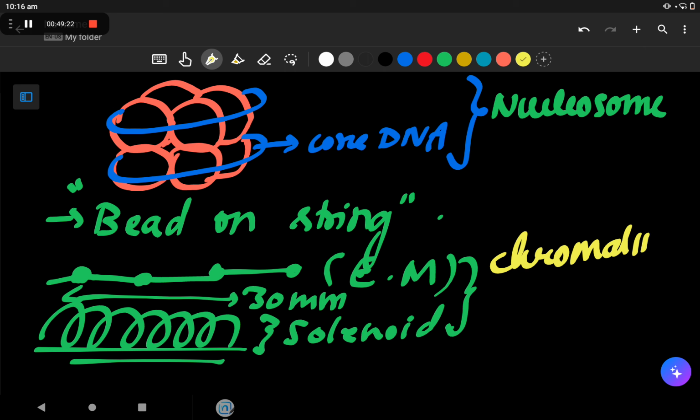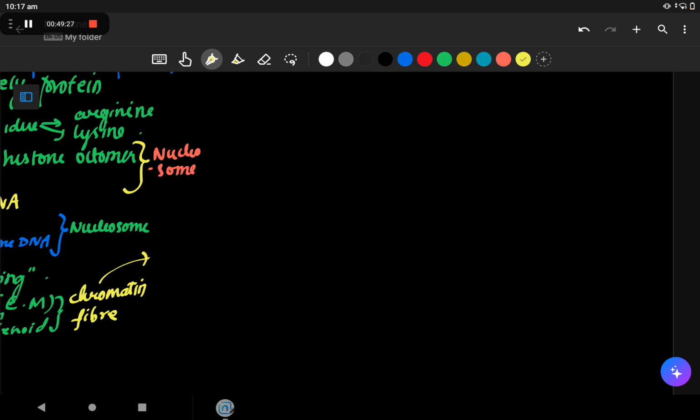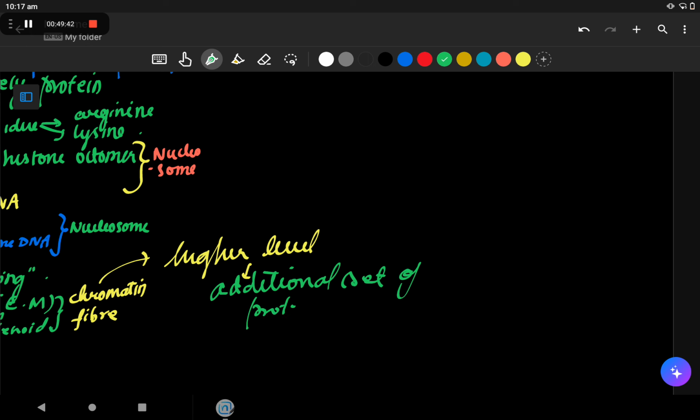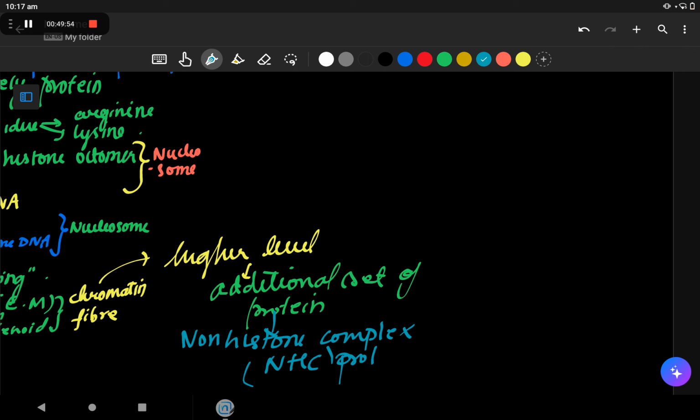Chromatin fiber. Packaging of this chromatin at a higher level requires an additional set of proteins. And what is this additional set of protein called? It is called non-histone chromosomal protein, the NHC protein.